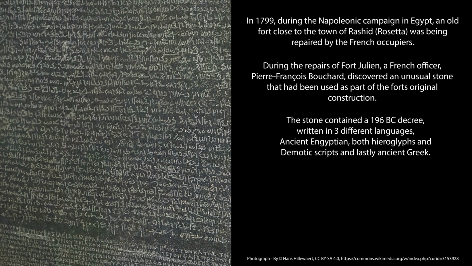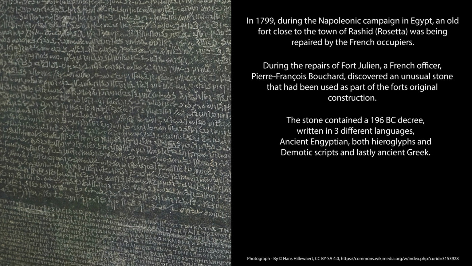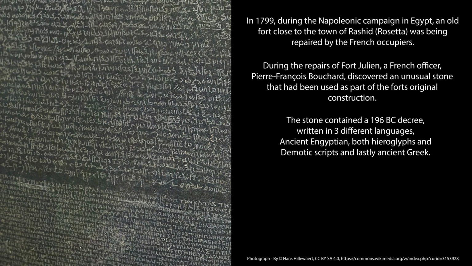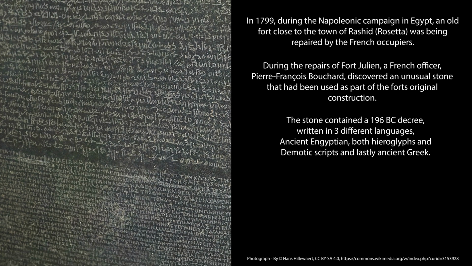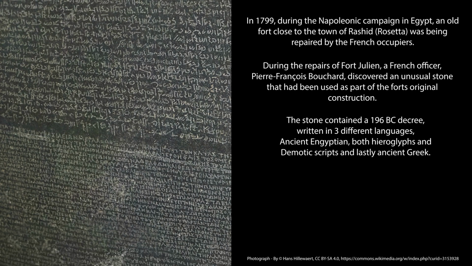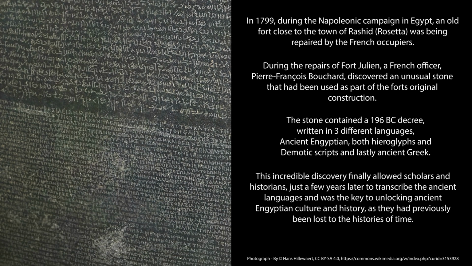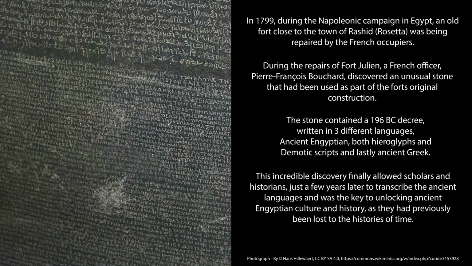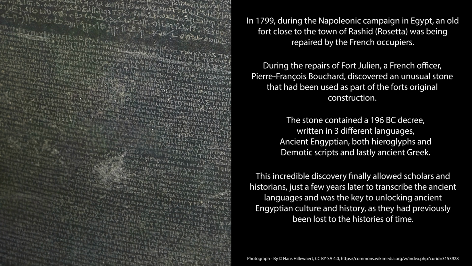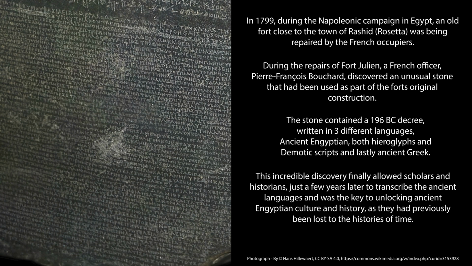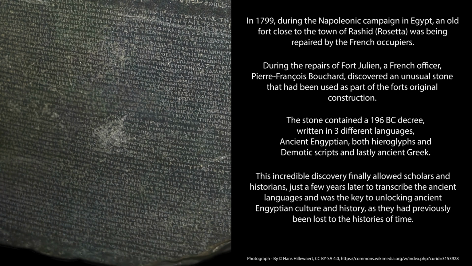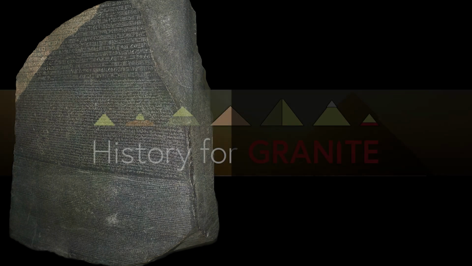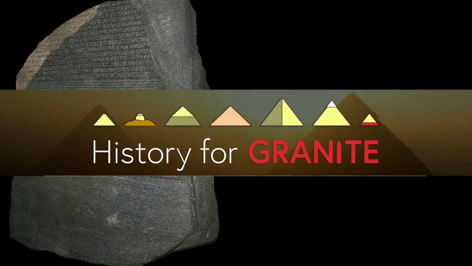The stone contained a 196 BC decree written in 3 different languages: Ancient Egyptian, both hieroglyphs and demotic scripts, and lastly, Ancient Greek. This incredible discovery finally allowed scholars and historians just a few years later to transcribe the ancient languages, and was the key to unlocking ancient Egyptian culture and history as they had previously been lost to the histories of time. Join me now as we explore the fascinating history of the Rosetta Stone on History for Granite.